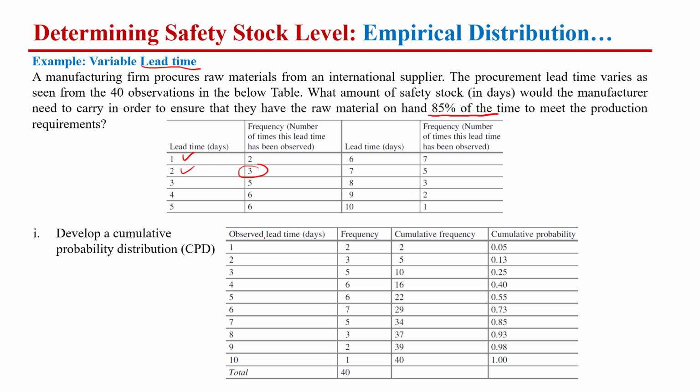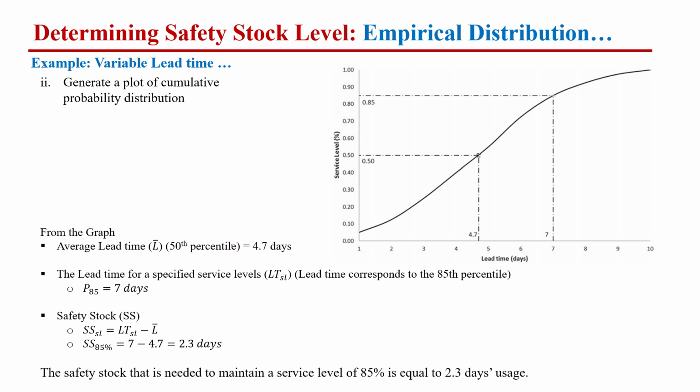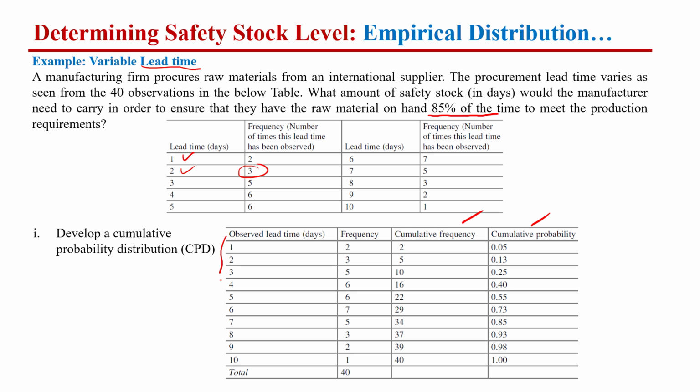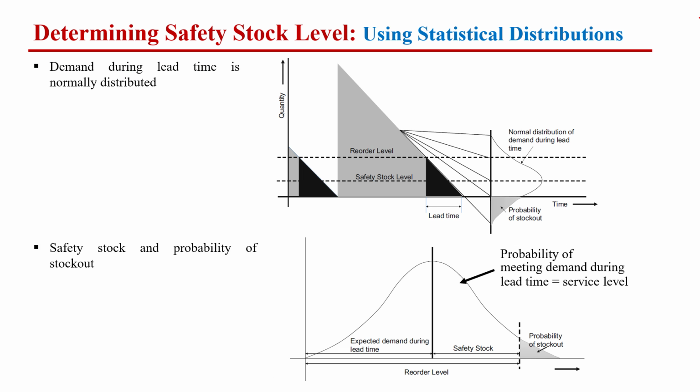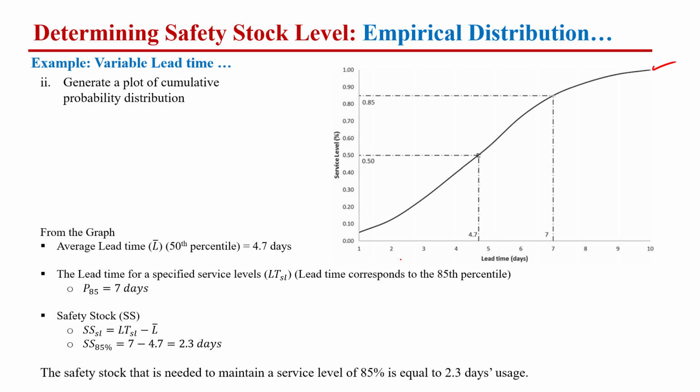A similar approach we are going to adopt. This is the lead time, we have the frequency, we calculate the cumulative frequency, and based on that we calculate the cumulative probability, and then we draw the graph. Once again on the x-axis we take the lead times, and on the y-axis the cumulative probability, which indicates the service level, from 0 to 1. Using this line we can draw the cumulative probability. Against 85%, what's the lead time? That is 7 days. Against 85%, we have a 7 day lead time.